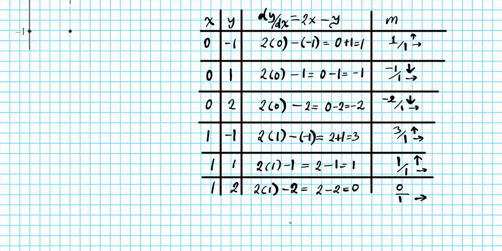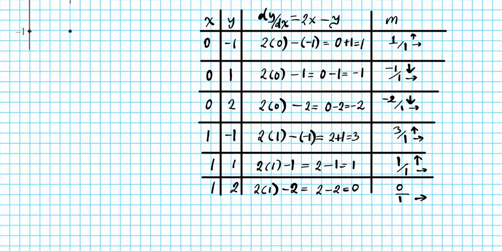Now, this is just a side point. If you have an undefined tangent line, okay, let's say you ended up with 1 over 0, how do you graph that? In this case, you have a rise with no run. This would be a vertical tangent line. Okay, so just keep that in mind. Okay, so we have all our slopes calculated.